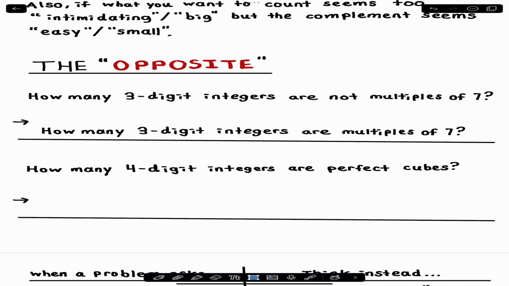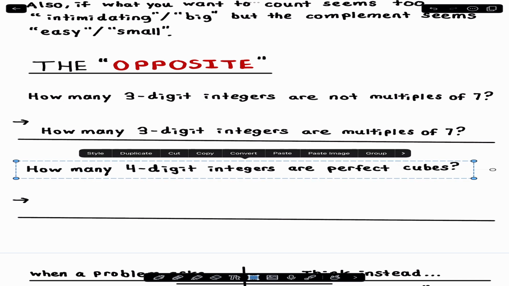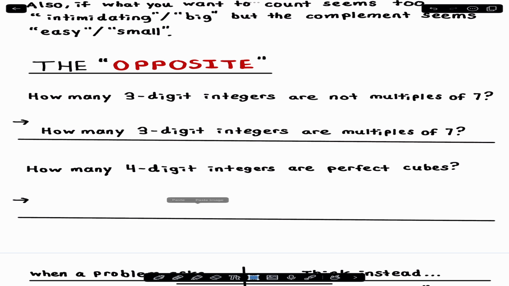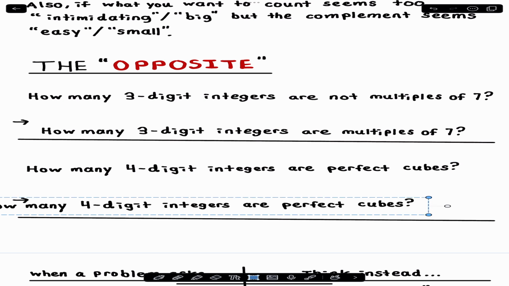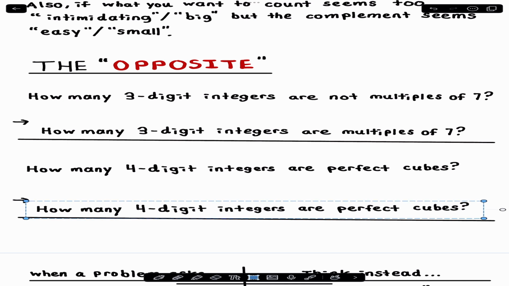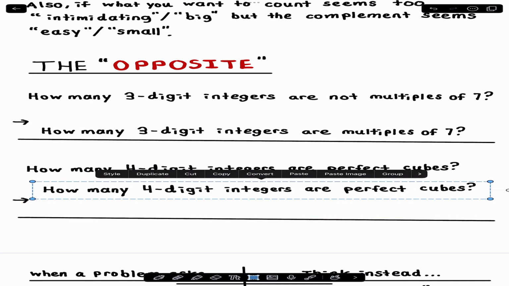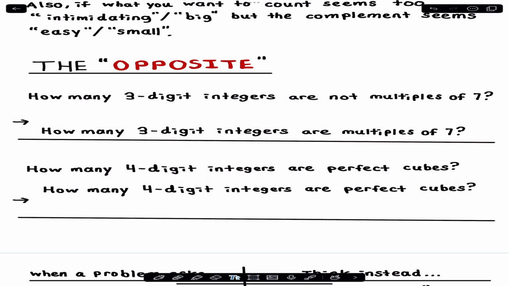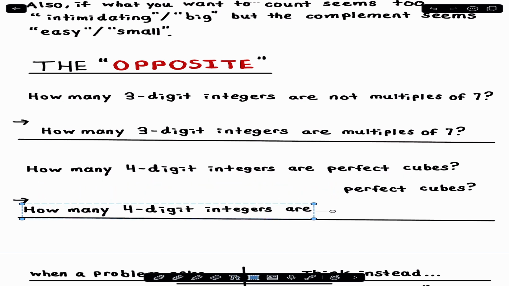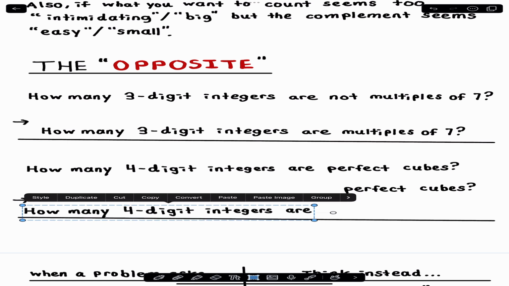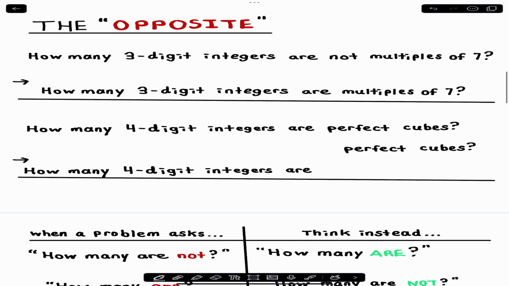We can do the same thing over here. We can ask ourselves, how many 4-digit integers are perfect cubes? Let's say we're given that as a question. Well, if we want to change it to its opposite, what we're going to do is ask ourselves how many 4-digit integers are, and then we're going to stick this word not in front of perfect cubes.